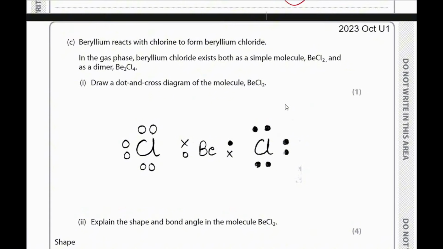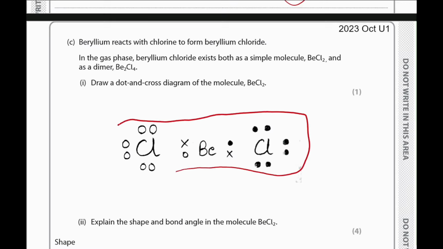If you check out the next question, they say that beryllium reacts with chlorine to form beryllium chloride in the gas phase. Beryllium chloride exists both as a simple molecule BeCl2 and as a dimer. They ask us to draw a dot and cross diagram of the molecule BeCl2 down here. So that is how it is.